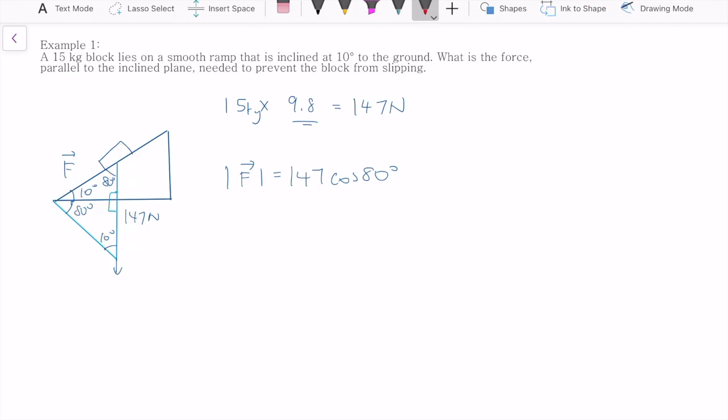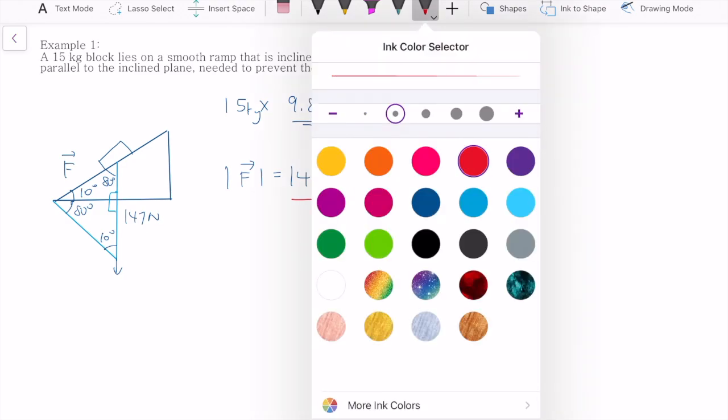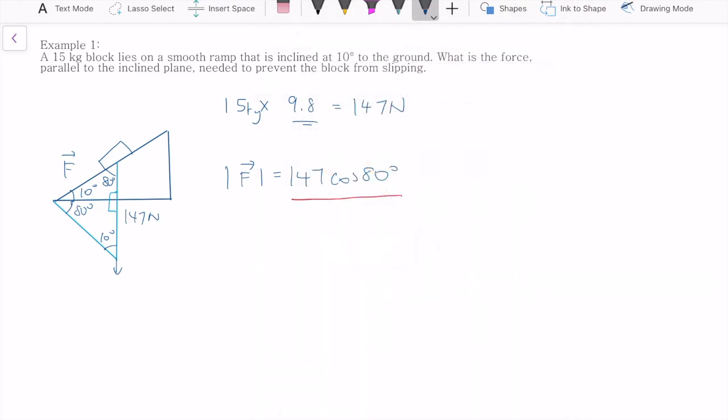So we can use SOHCAHTOA, and using this angle right here, it will be cos, because it's adjacent to find this, and this is the hypotenuse here. So overall equation would be 147 cos 80 degrees. So if we calculate this, the force will be equal to roughly 25.53 newtons.